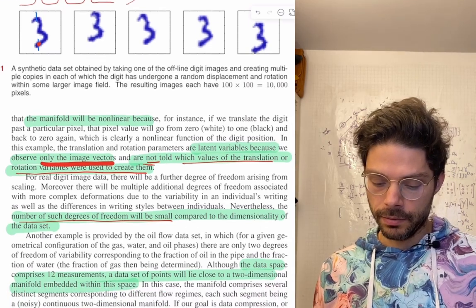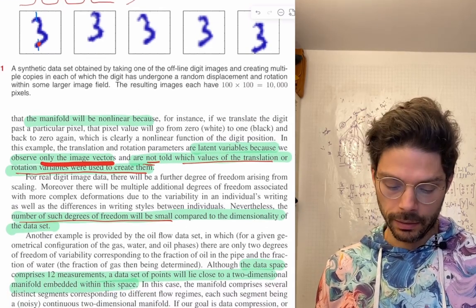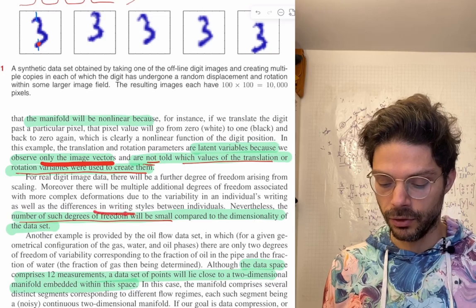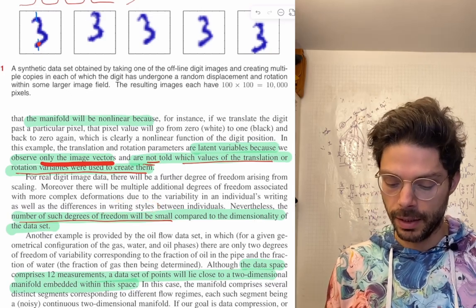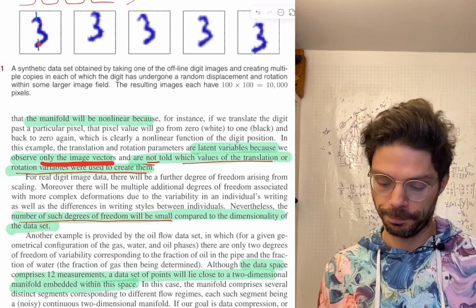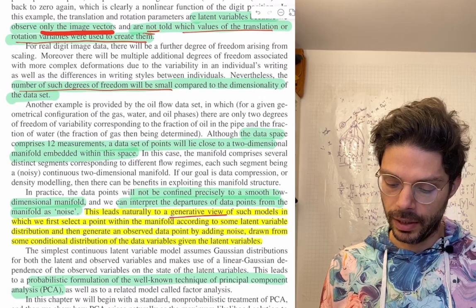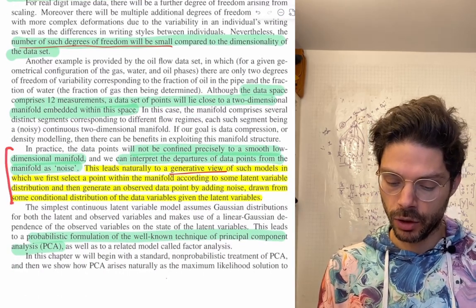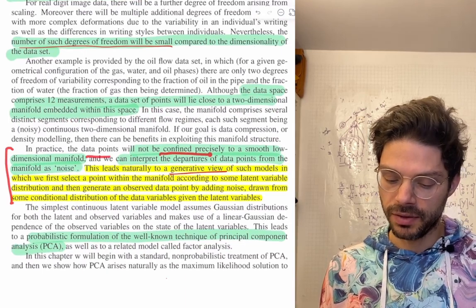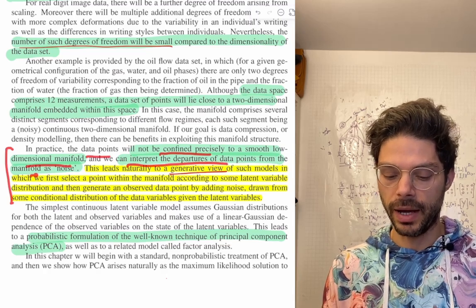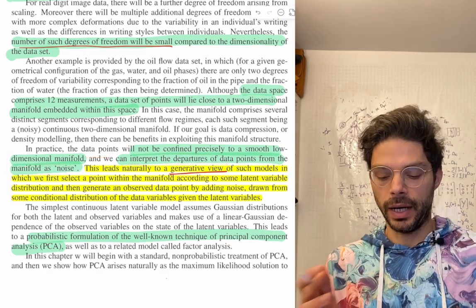He says there are other degrees of freedom, for example due to different people's writing styles, but the number of such degrees of freedom will be very small compared to the dimensionality of the data set. Then he talks about another example from the oil data that he's worked with. The data points will not be confined precisely to a smooth low-dimensional manifold, and we can interpret the departure of data points from the manifold as noise. So that's kind of the big idea.